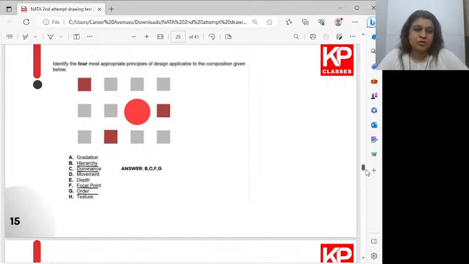And we are also talking about order. Over here, order is the way everything has been presented. Even the red dot is in a particular order, it is not going out of place, right? And other elements or principles are not present. There's no texture, there's no depth, there's no gradation or anything of that sort.